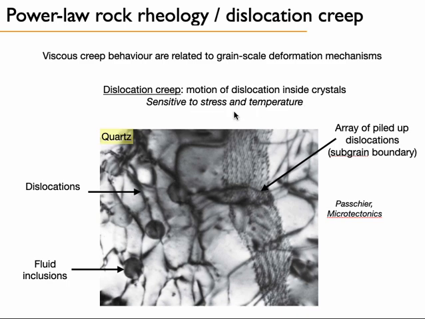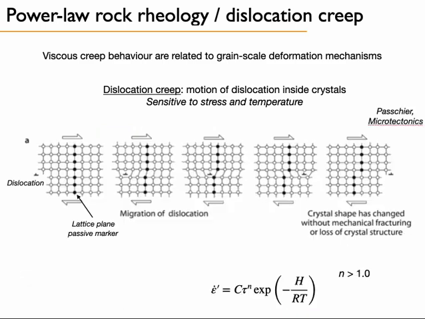So in this picture you see a microphotograph of quartz in which there are dislocations, black lines, and also fluid inclusions, gray circles there. You also see a high density of piled up dislocations which lead to the creation of a new subgrain boundary. So what's happening in dislocation creep?